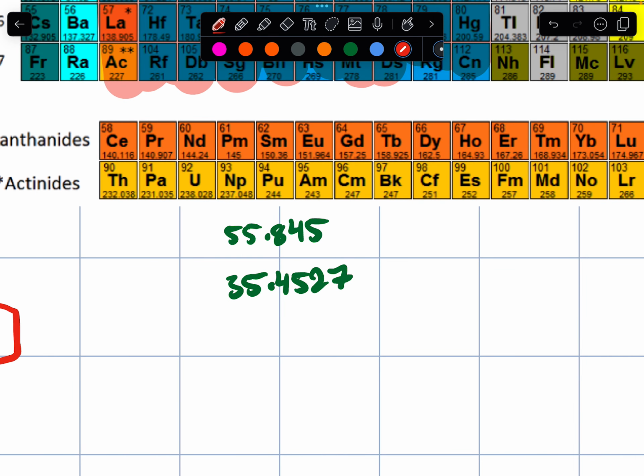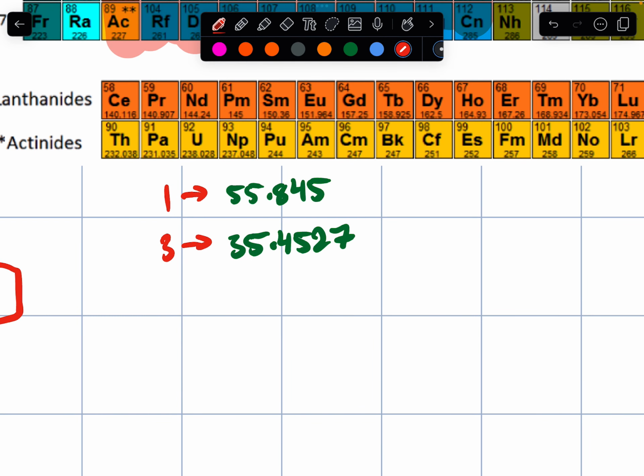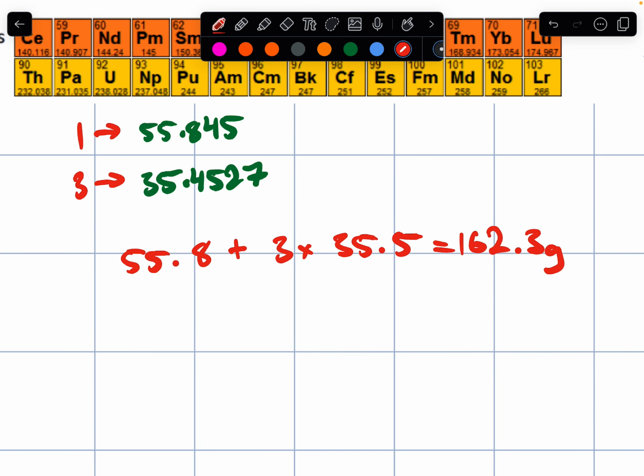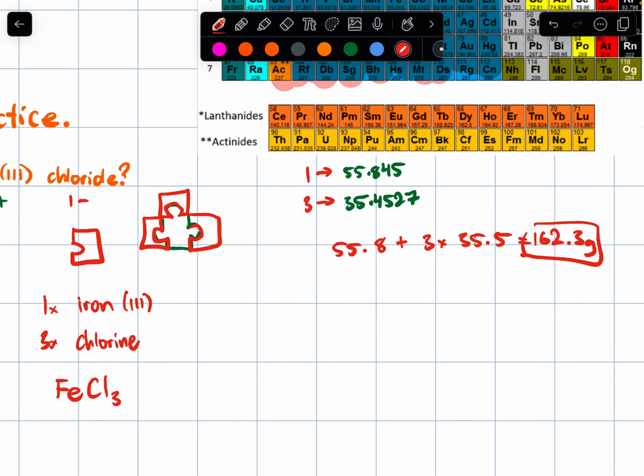So remember, we have 1 of these, and we have 3 of these, and now we just shove that into a calculator. So 55, I'm just going to round for purposes, 0.8 plus 3 times 35.5. I'll put this into my laptop calculator since I don't have an actual one on me. 3 times 35.5 is 162.3. Perfect. Now we're going to take this, chuck a grams on it, and this is going to be our molar mass of our substance.